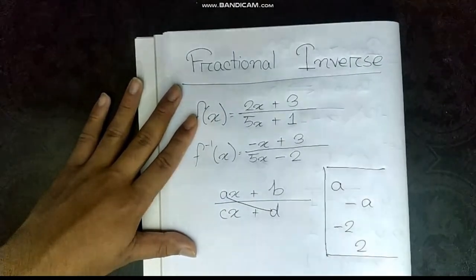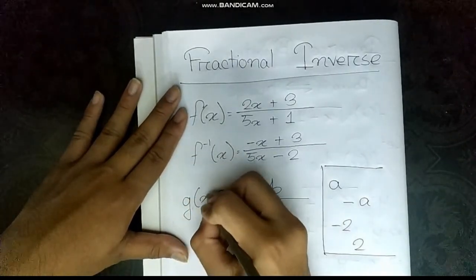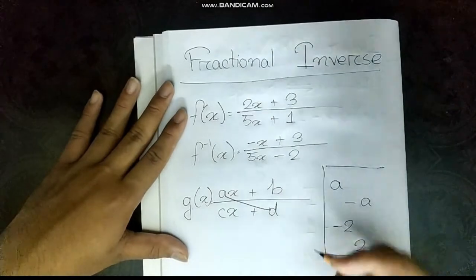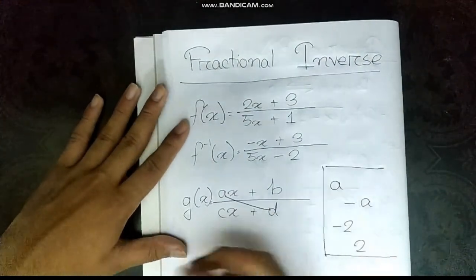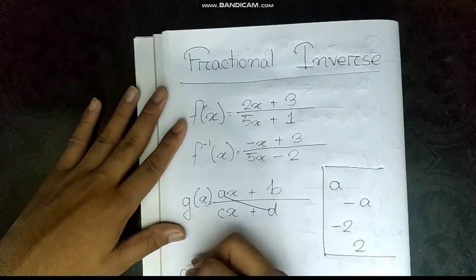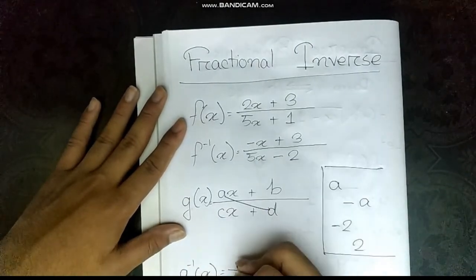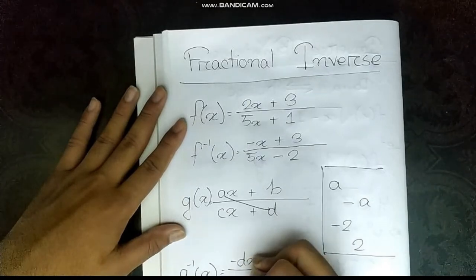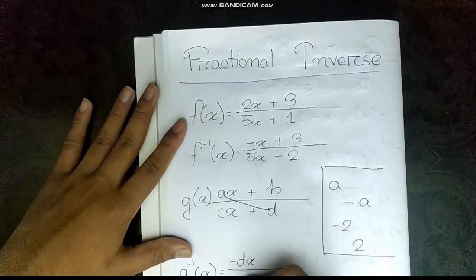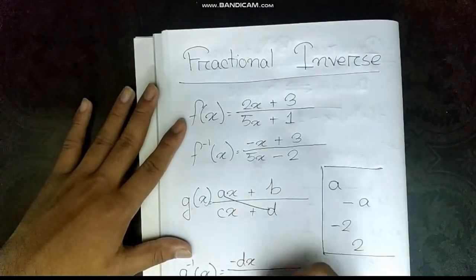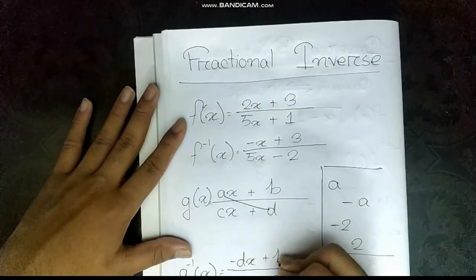Okay, so let g of x be ax plus b divided by cx plus d. So what is the inverse? The inverse will be minus dx plus b over cx minus a, because a and d interchange with their additive inverses. So d becomes minus d, a becomes minus a, and b and c remain the same.